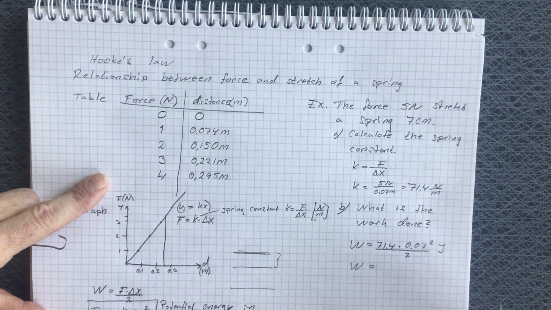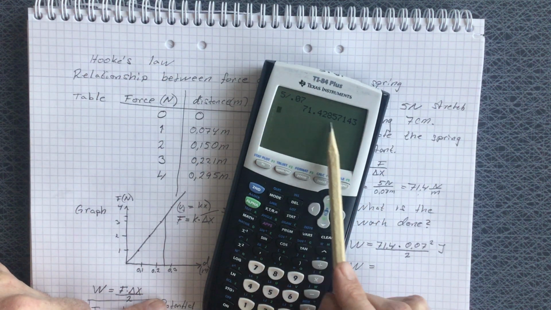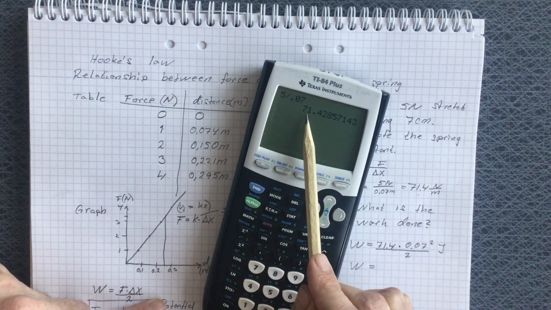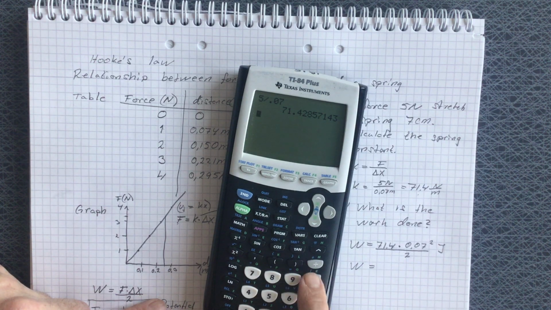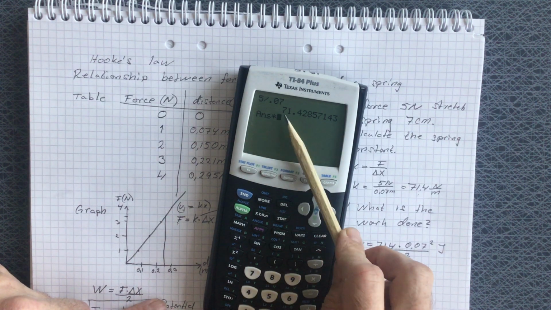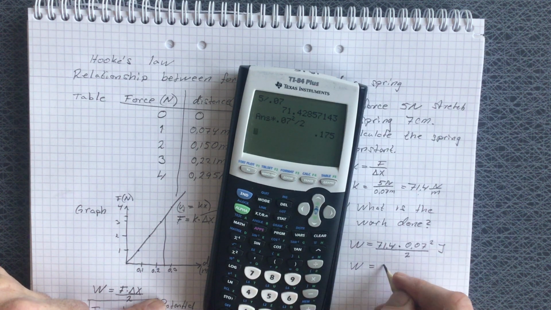So the work done is, I use my calculator. So I have all the digits here. I don't round it off to 71.4 now. So I just press multiply. Ans, that's that number. 0.07 to the power of 2, divided with 2. Enter. 0.175 joule.